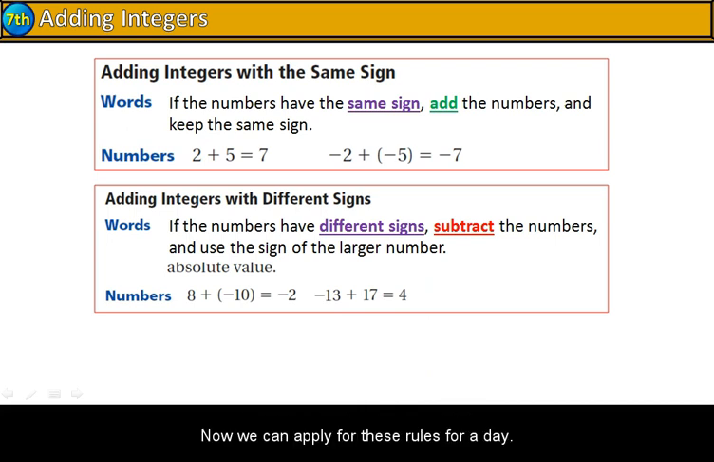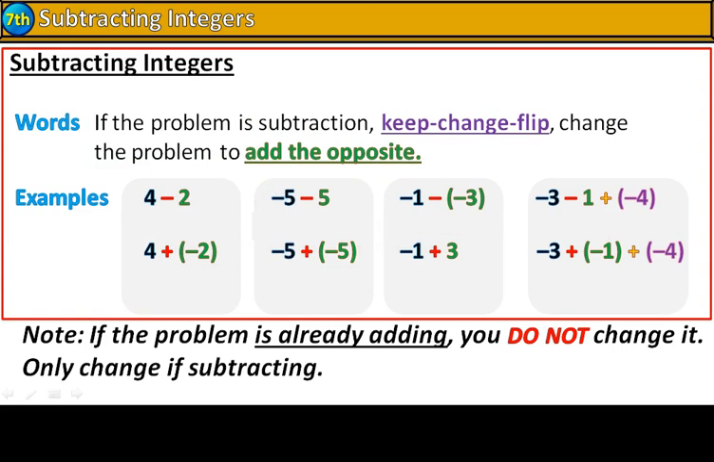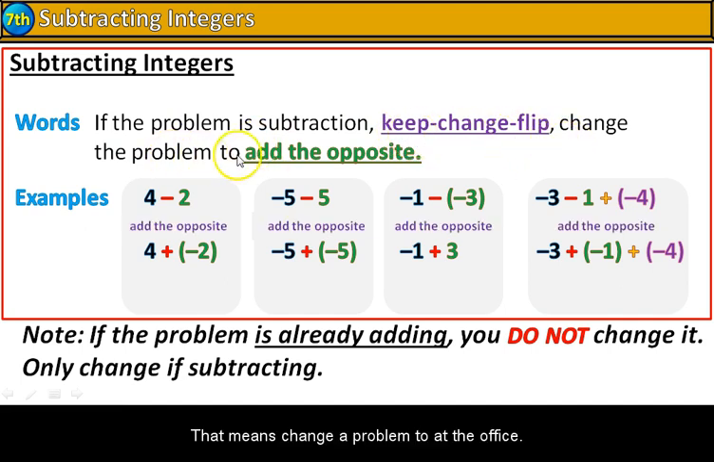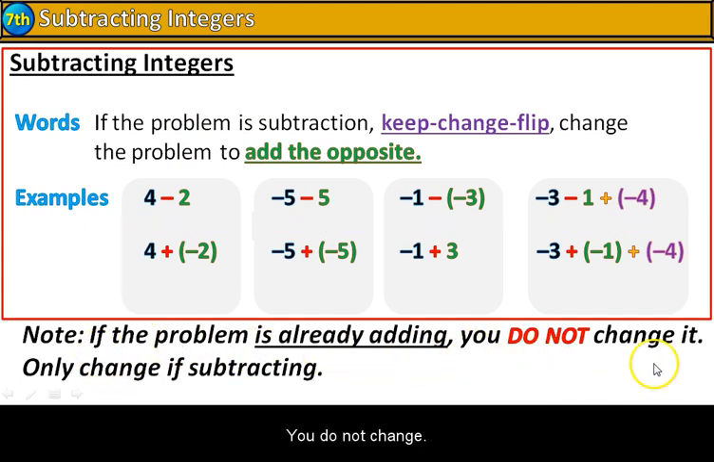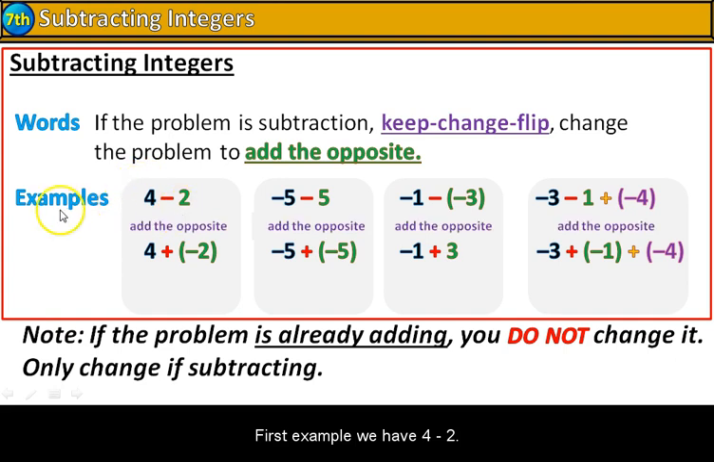Now we can apply both these rules for adding, even if we have subtraction problems. Let's take a look. When we are subtracting integers, if the problem is subtraction, keep change flip. That means change the problem to add the opposite. Note, if the problem is already adding, you do not change it. Only change if subtracting.